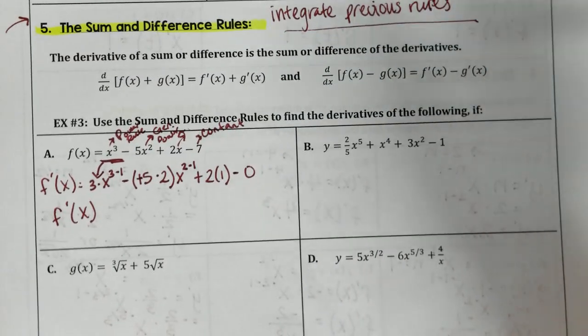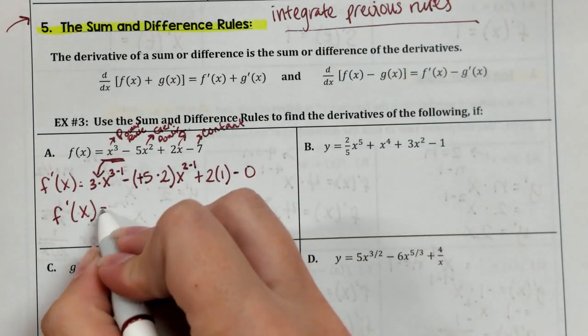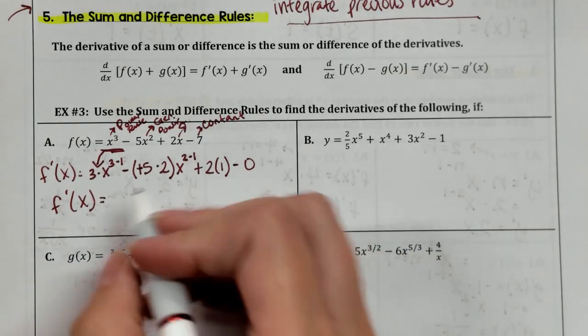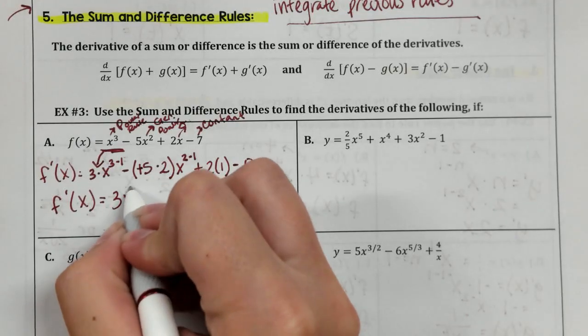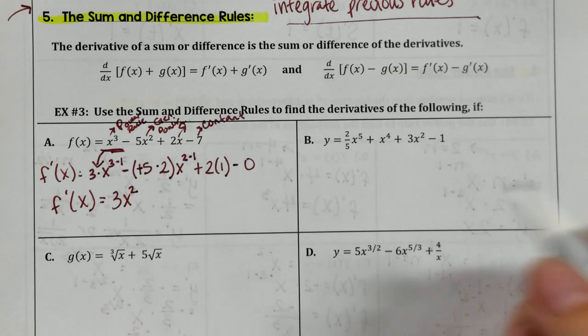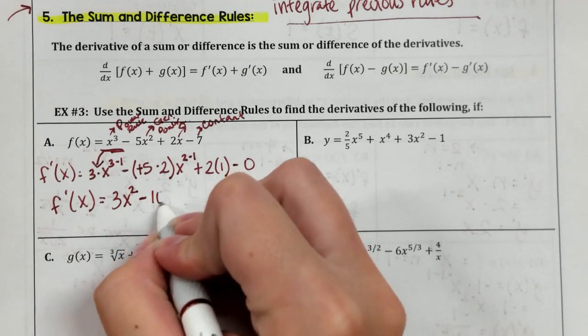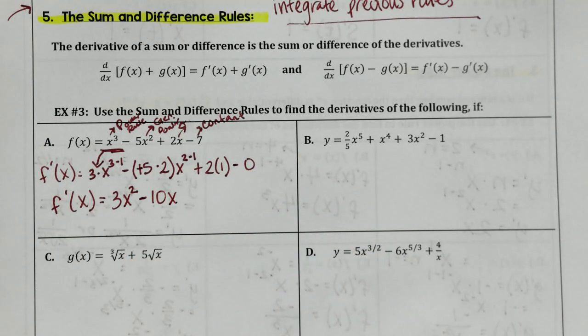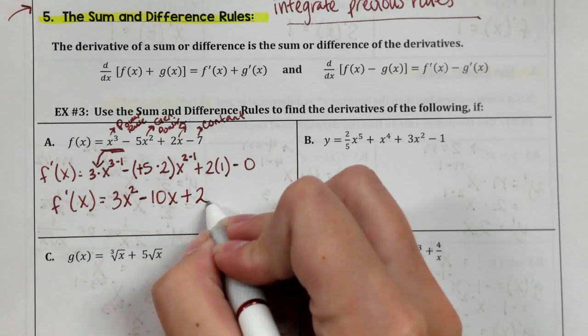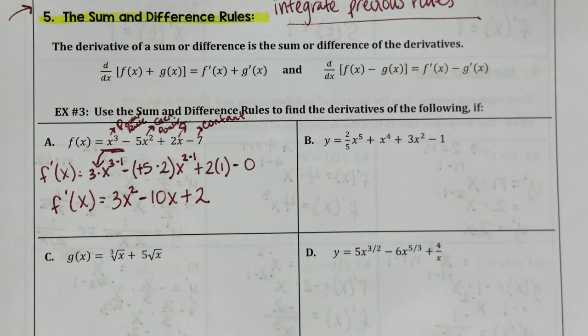Okay. So here we have 3 times x to the 3 minus 1. That comes out to 3x squared. Then I have minus 5 times 2, that's 10x. And then I have plus 2 and minus 0. So my answer is 3x squared minus 10x plus 2.